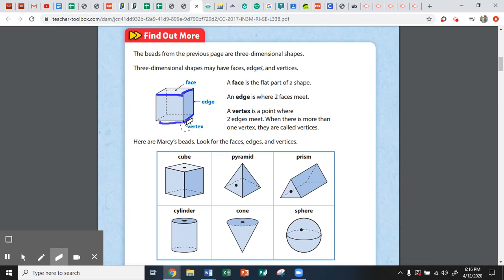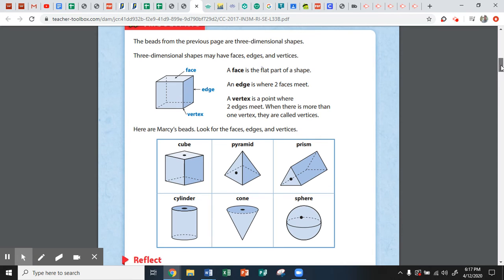All right. So those are the three words that we really need to take away from this lesson: what a face is, what an edge is, and what a vertex is. Okay, let's go ahead and continue.